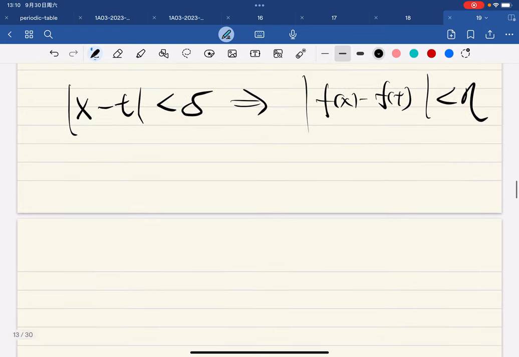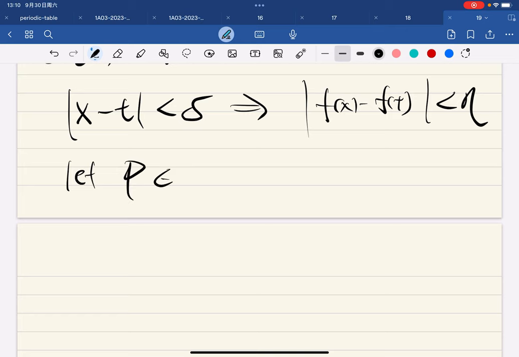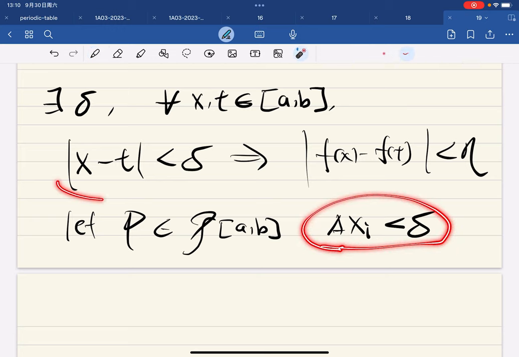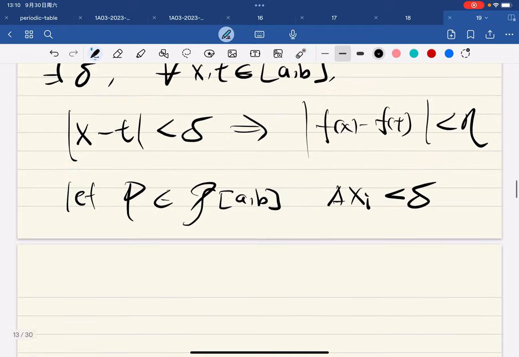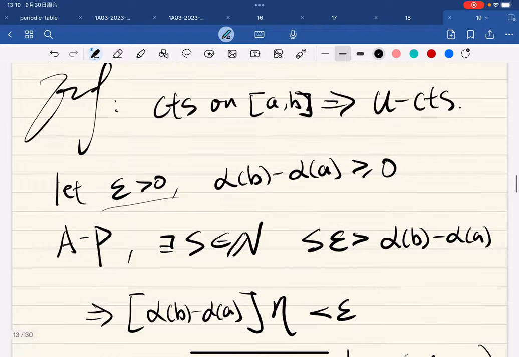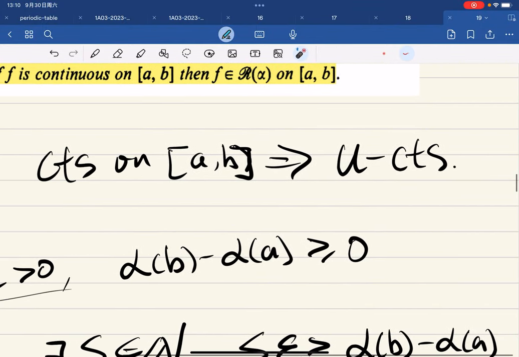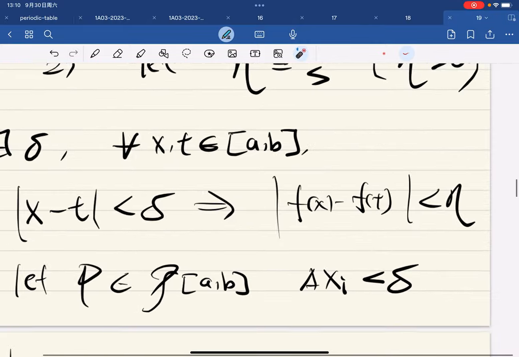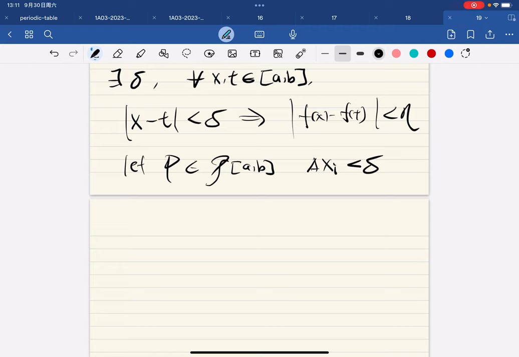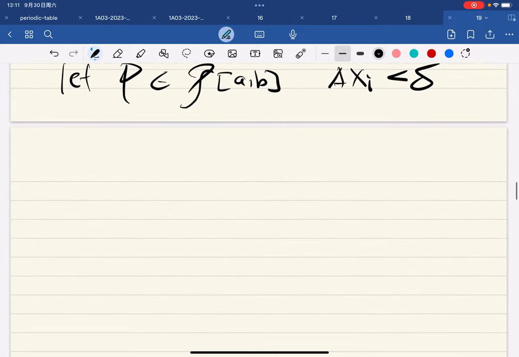Now, if we keep going, we let P be a partition on A to B such that each of their lengths is less than delta. This is crucial because if their length is less than delta, then for any two points, this is true, and we take a sum, something's going to happen, right? Also, it is uniformly continuous on AB, which means that it is uniformly continuous on every subinterval it's been divided into. So it is continuous on a compact set, which means its image is compact, closed and bounded by the Heine-Borel theorem from lecture 9, which means that it can attain its maximum and minimum on its subinterval.